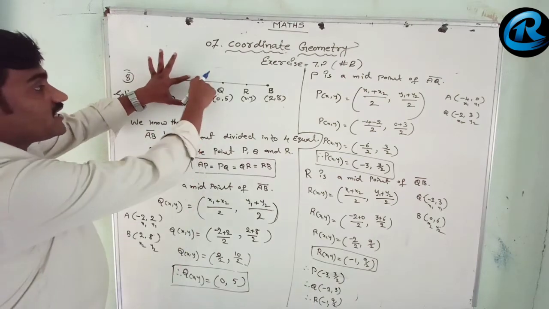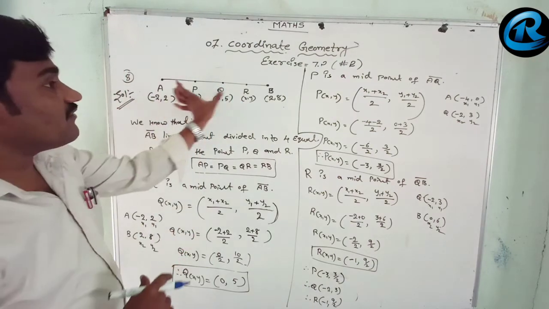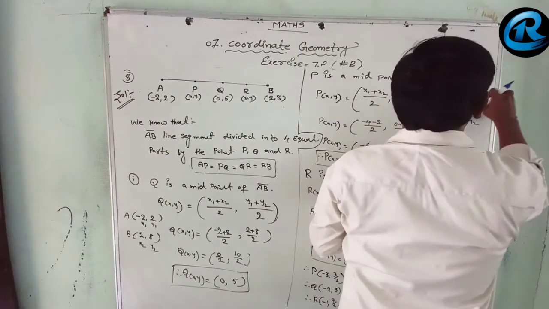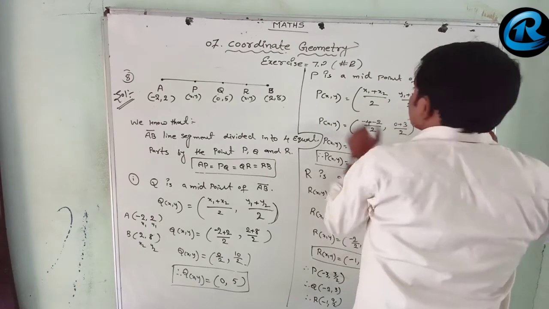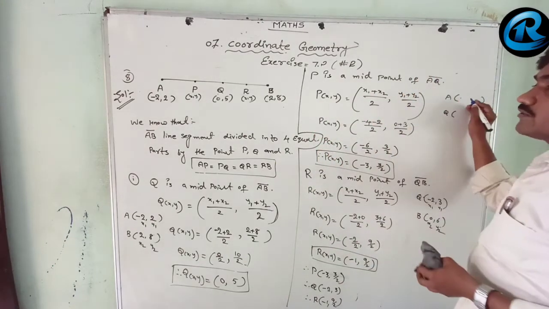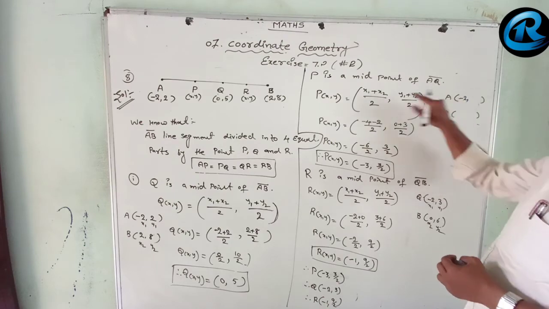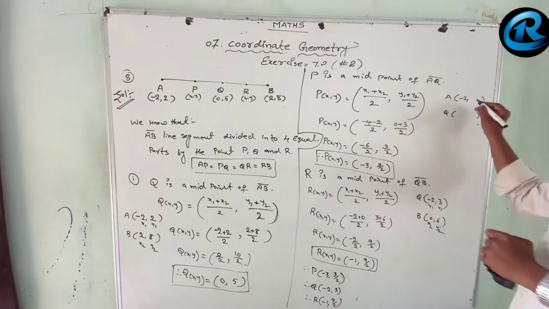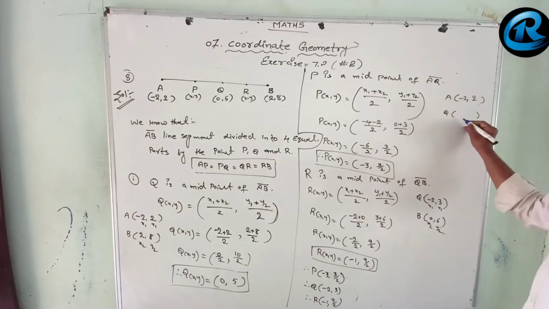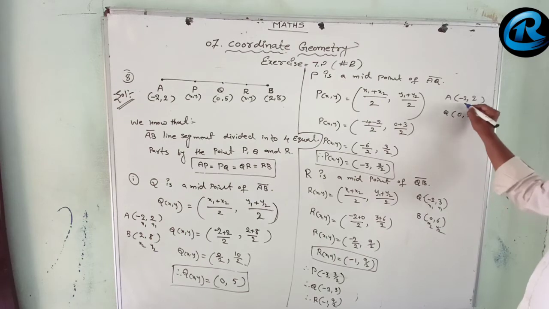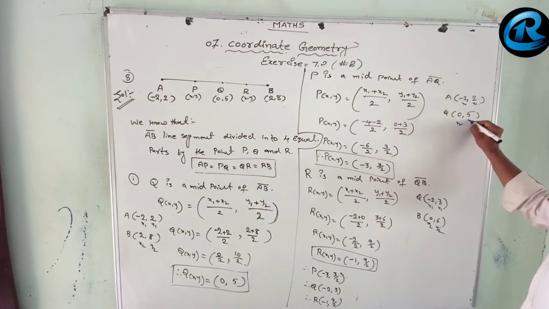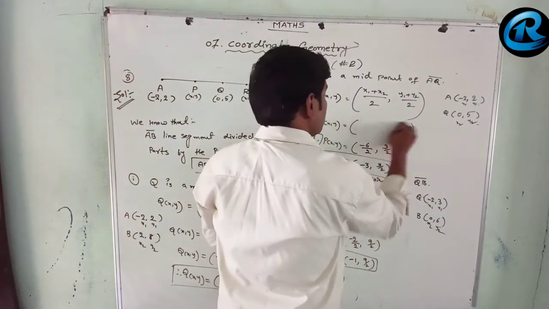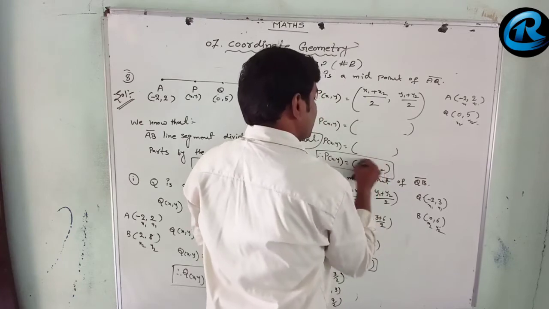Now we know that here P is a midpoint of AQ. So P is a midpoint of AQ, where the midpoint formula is (x1 plus x2) by 2, (y1 plus y2) by 2. Here P is a midpoint of A and Q, no? A point and Q point we have to take. A point is (-2, 2) and Q point is (0, 5), we just got it. So it is x1, y1, x2, y2. So let us simplify now. Here is the formula. Here we have to substitute the values.